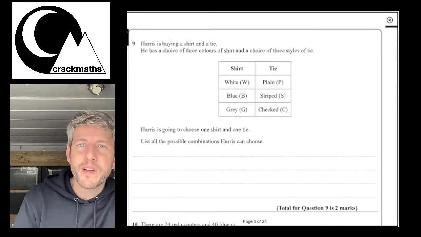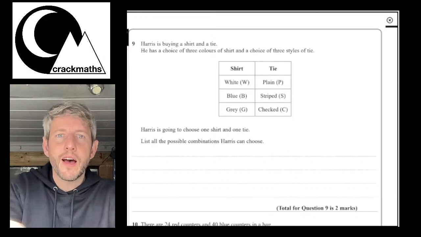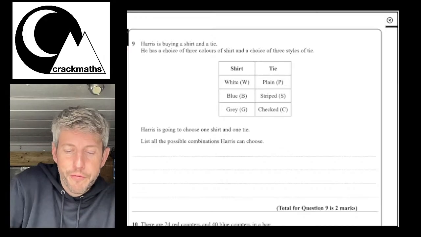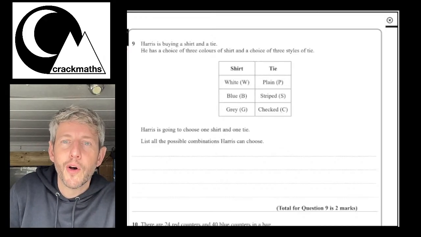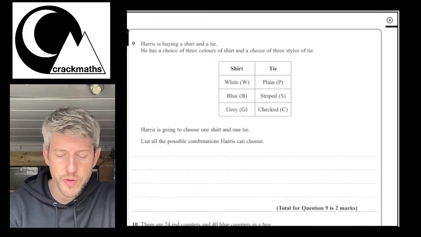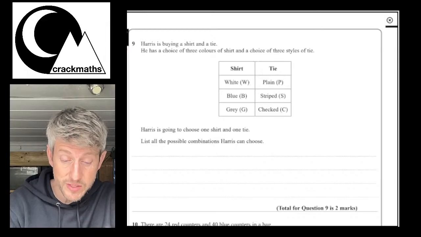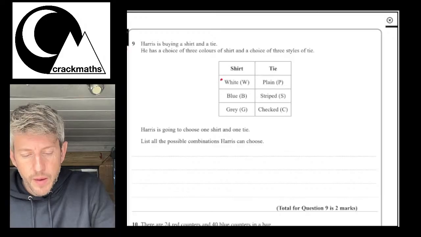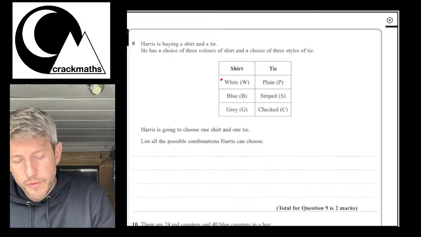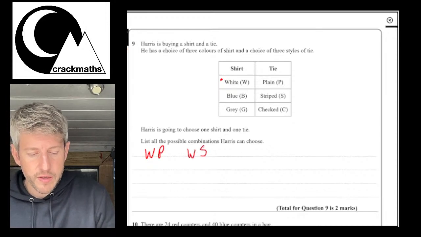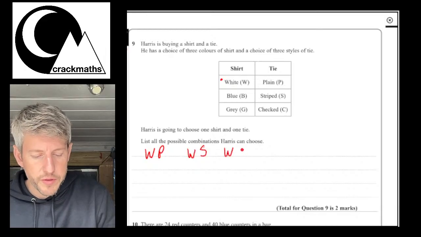Right, here we go, question 9. It says here, Harris is buying a shirt and a tie. He has a choice of 3 colours of shirt and a choice of 3 styles of tie. Harris is going to choose 1 shirt and 1 tie, list all the possible combinations he can make. So I like to do this in a bit of order. I'm going to start with the white shirt. So we've got white and plain, or white and striped, or white and checked.